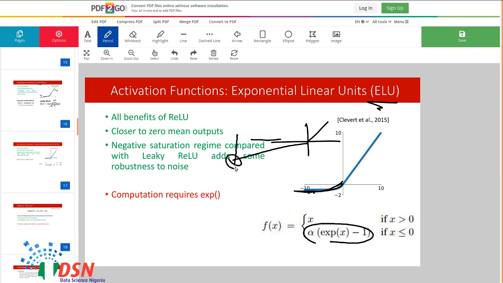this will be a large negative number. So if we have noise in here, then the network will be affected by this noise. But this is technically more robust to noise, and so that is good actually. But because of the exponential that we should calculate for x, it may be a little computationally expensive for deep networks.